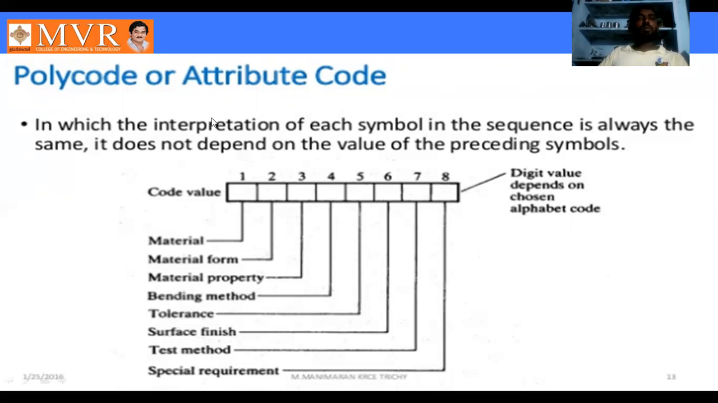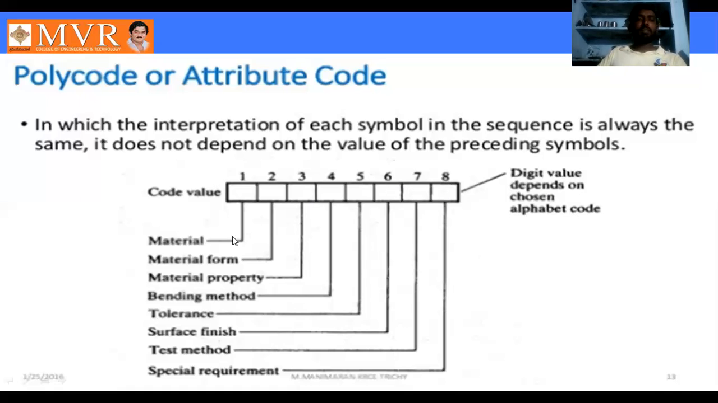So it is the polycode, by using these symbols we want to manufacture these parts. It does not depend on value or processing symbol; a symbol is not required to use the code. So these are the codes 1, 2, 3, 4, 5, 6, 7, 8. The digital value depends on choosing the alphabet code. So it is the code sum of 1, 2, 3, 4, 5, 6, 7, 8.